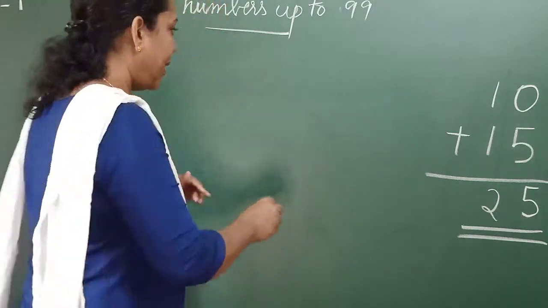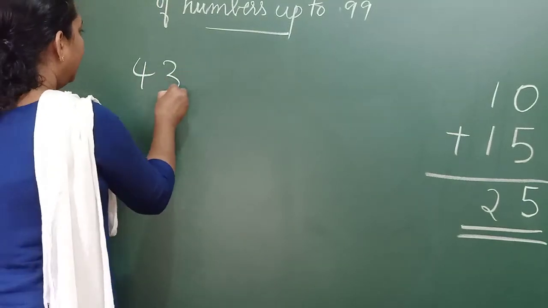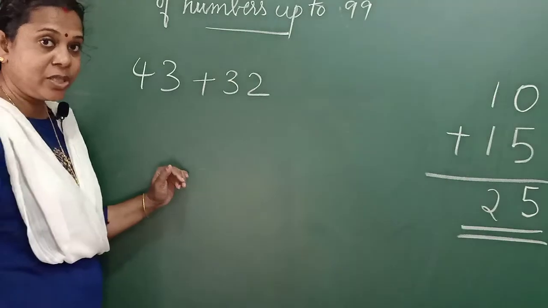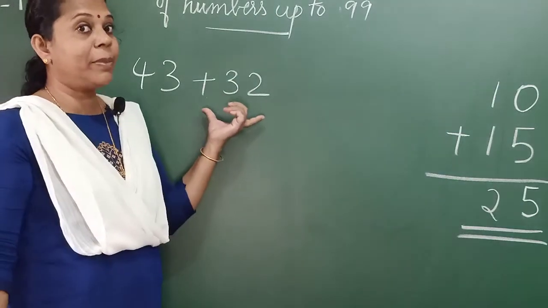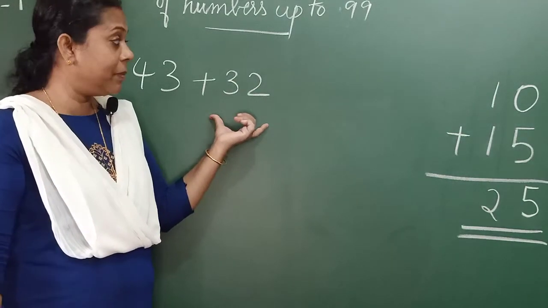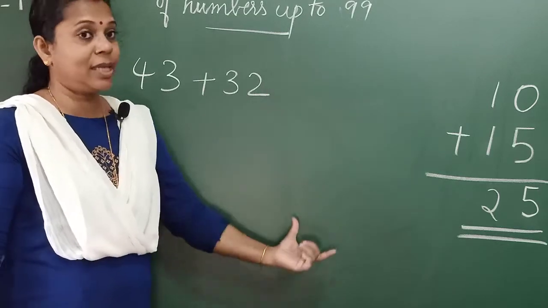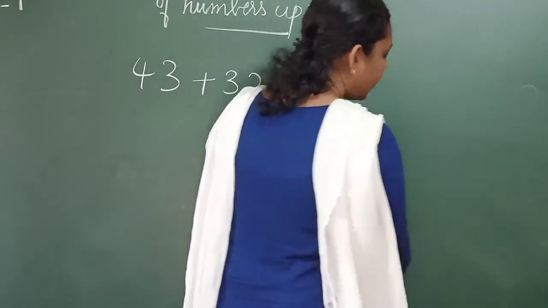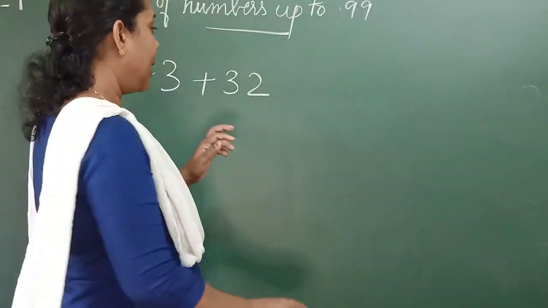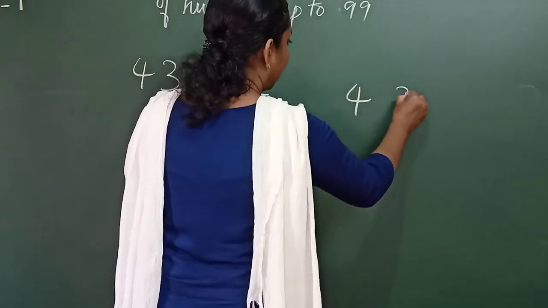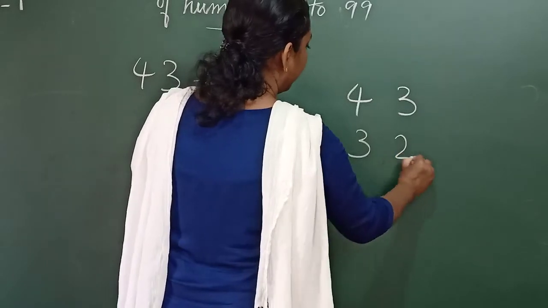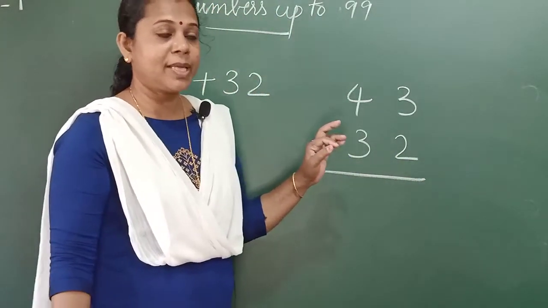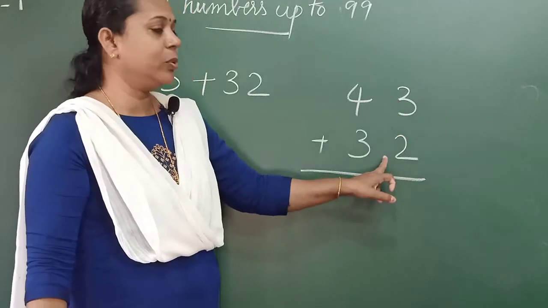43 and 32. Our question is 43 plus 32. I cannot add the numbers like this. To add the two numbers, I have to write the numbers vertically. Okay, let us write the numbers 43 and 32. Let's add the ones place digits 3 and 2.